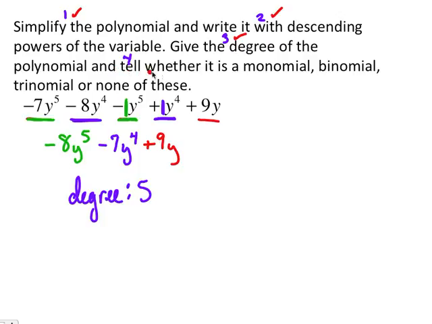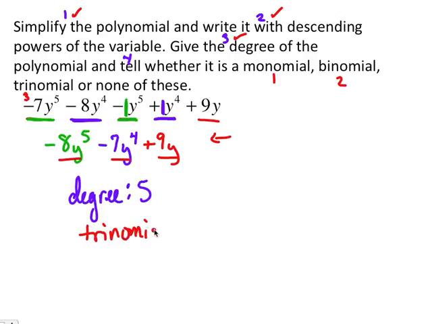And then the fourth one says, tell whether it's a monomial, binomial, trinomial, or none of these. These words are telling you how many terms are in your polynomial. Terms are the pieces that are being added together. And you always answer that question from the simplified one. So that's this one. And we're looking at the pieces. So we have 1, 2, 3 pieces. Monomial means 1. Binomial means 2. Trinomial means 3. So ours is a trinomial.